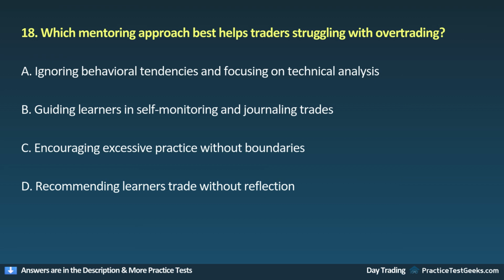18. Which mentoring approach best helps traders struggling with overtrading? A. Ignoring behavioral tendencies and focusing on technical analysis. B. Guiding learners in self-monitoring and journaling trades. C. Encouraging excessive practice without boundaries. D. Recommending learners trade without reflection.